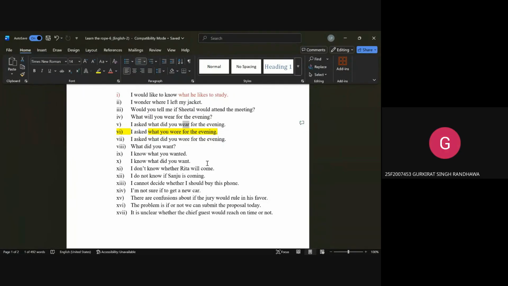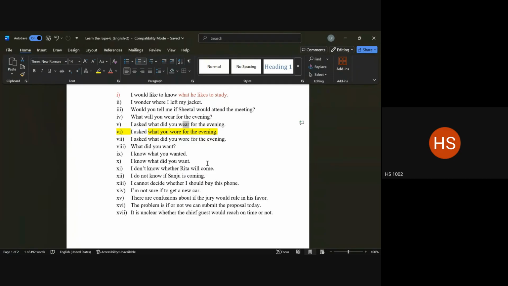Did you want? Did you want is the problem, but what is the reason? Tense and verb are separated, right? In this single word concept, tense and verb are separate. That is the problem. This is what you need to learn.